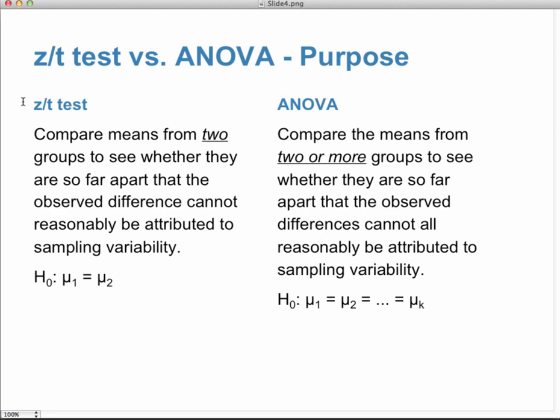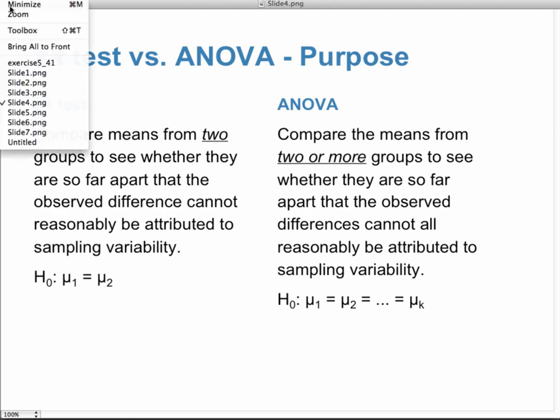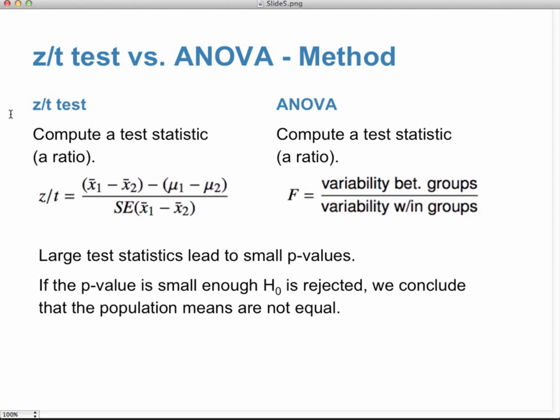So if you're comparing more than two means, to see how far apart they are, and whether those differences can be attributed to just sampling variability, then we will use ANOVA. So what is the basis for the ANOVA test? How do we actually do it? Well, the ANOVA test works slightly differently than the t-test.